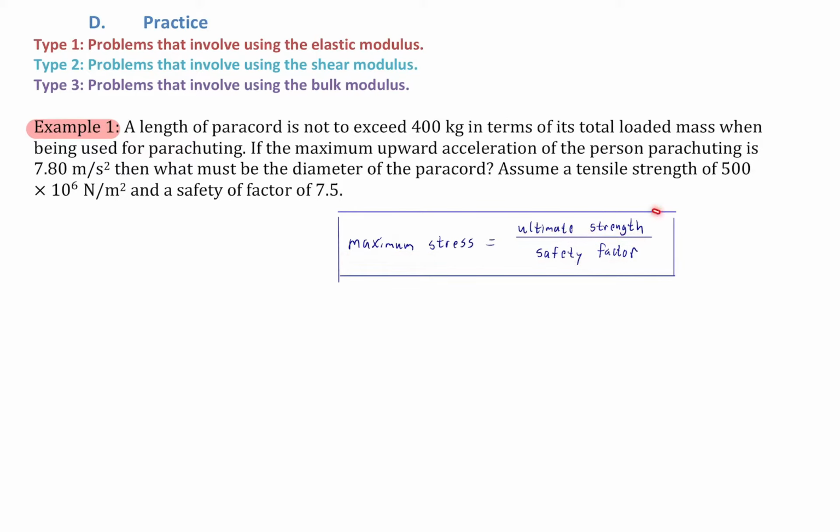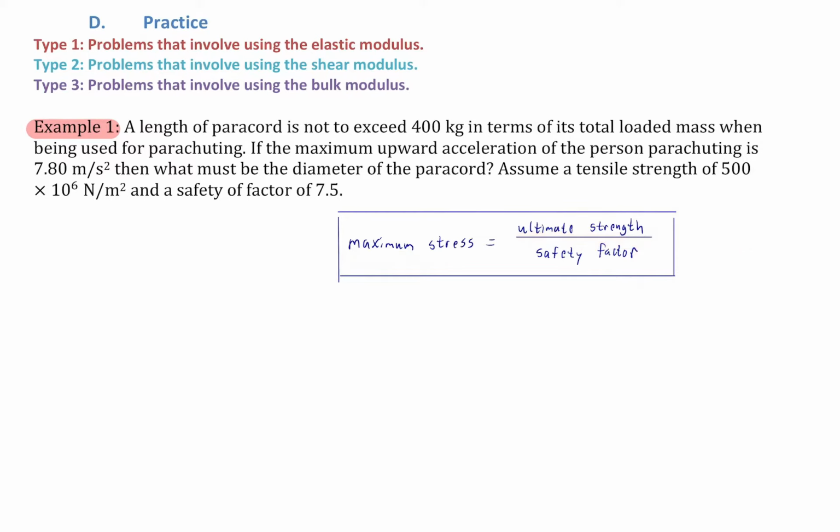So the idea here is we have maximum stress is ultimate strength divided by the safety factor. Because remember, ultimate strength was that maximum value on the stress-strain graph. The safety factor is a way to relate that to the actual maximum stress. Both maximum stress and ultimate strength have units of newtons per square meter. The safety factor is just a dimensionless ratio to relate the two. So hopefully that makes sense.